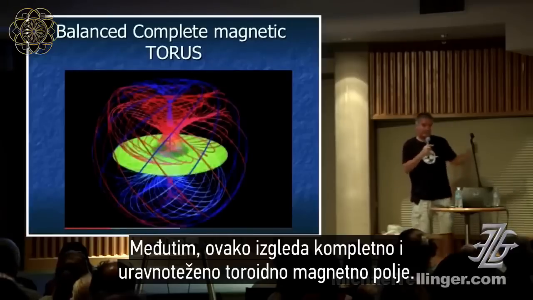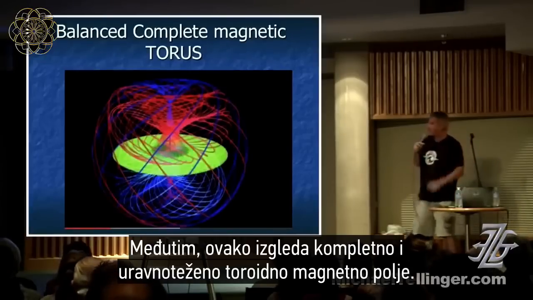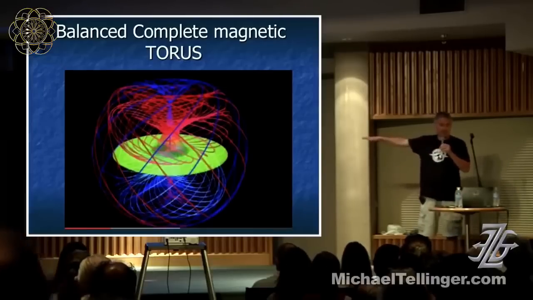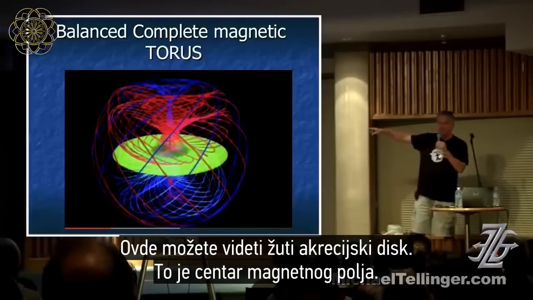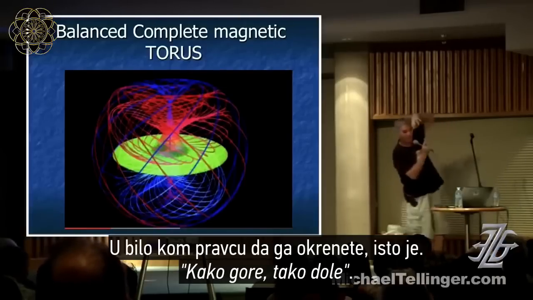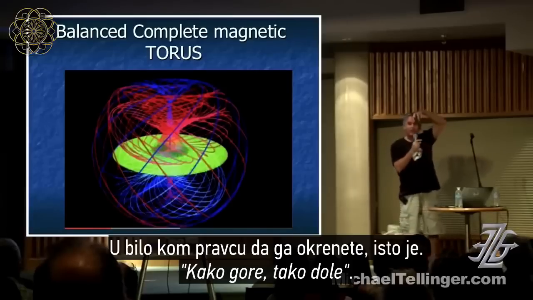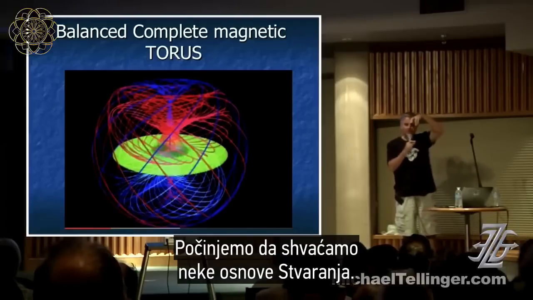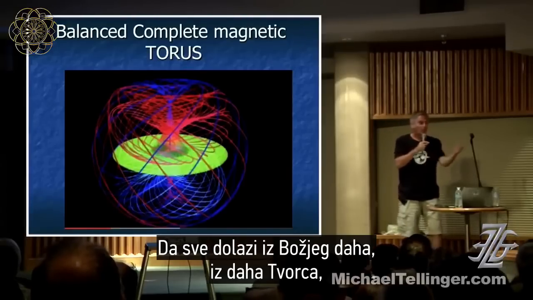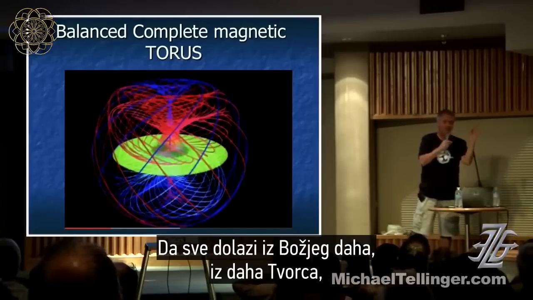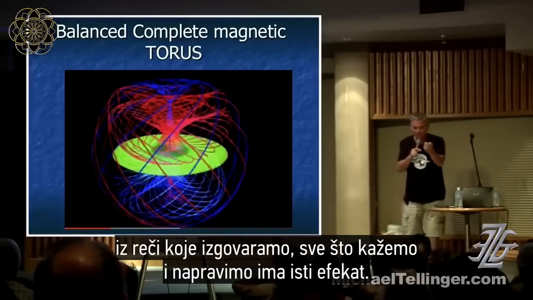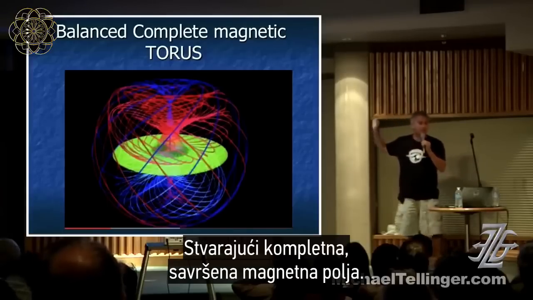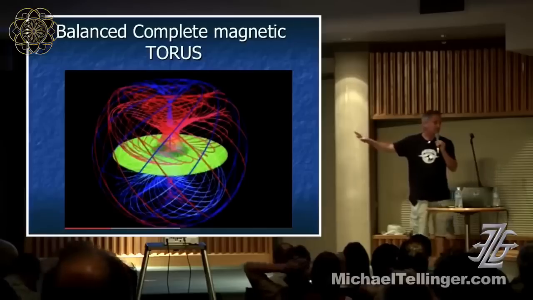But this is what a complete and balanced toroidal magnetic field looks like. And what it does, it has an accretion disk in the middle. There you can see that yellow accretion disk. That's the center of the magnetic field. Whichever way you turn it, it's the same. As above, so below. We start to understand some of these basic fundamentals of creation, all coming from the breath of God, the breath of the Creator, the words that we utter. Everything that we say and create has the same effect, creating these complete, perfect magnetic fields.